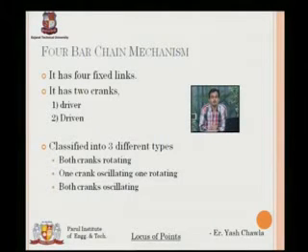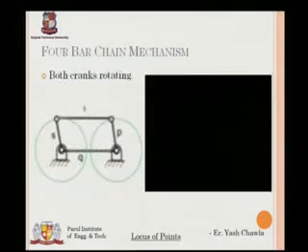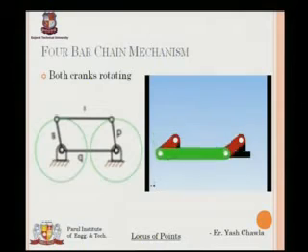Both cranks oscillating. Now both cranks oscillating, in which we have 2 endpoints of both the cranks that oscillate between those particular 2 endpoints and do not complete a perfect circle. So now let's see, to make it more clear, the first thing. Okay, yeah, here we have it.